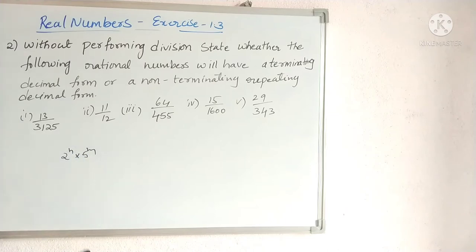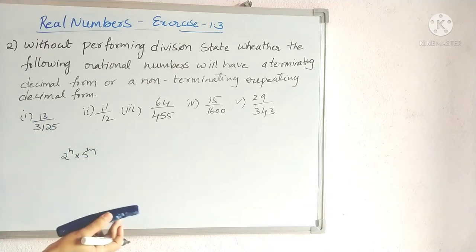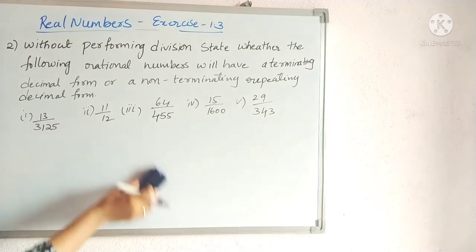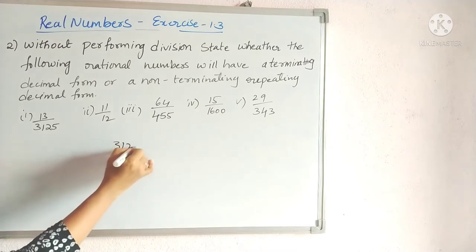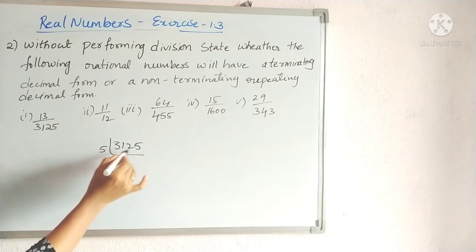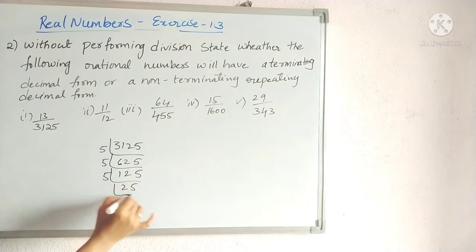That means with 2 and 5, or without these 2 and 5, there are other numbers, other prime numbers, in the prime factorization. Okay. So, you will see the first one, 13 by 3125. Take the denominator 3125. If you check, 5 1s are 5, 5 2s are 10, 5 5s are 25; the prime factorization has five 5s.